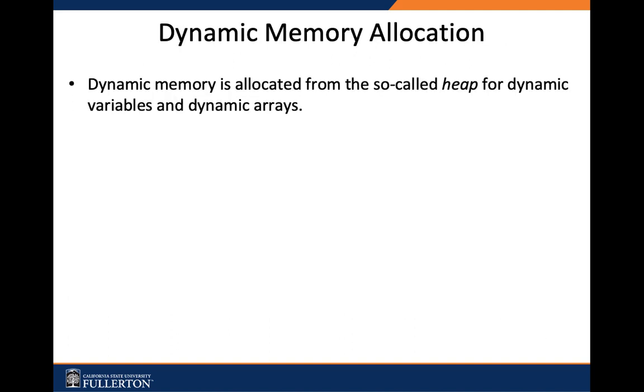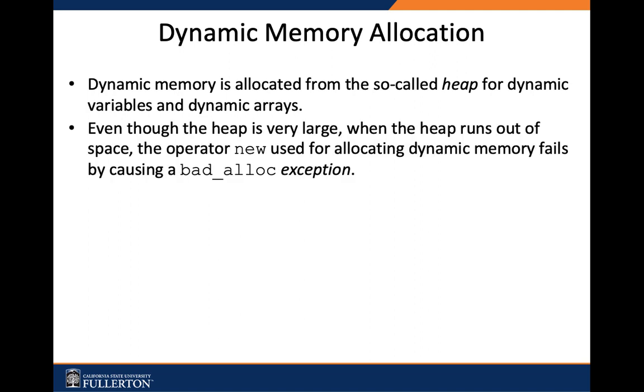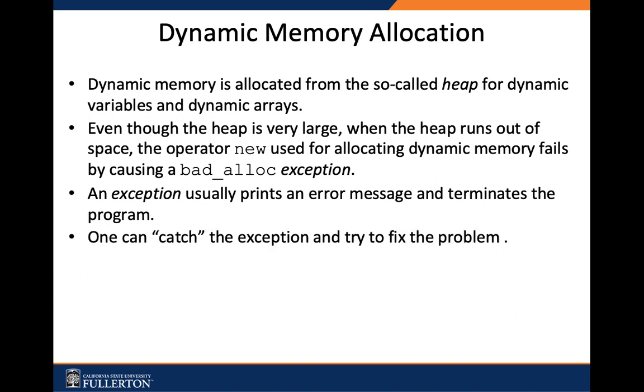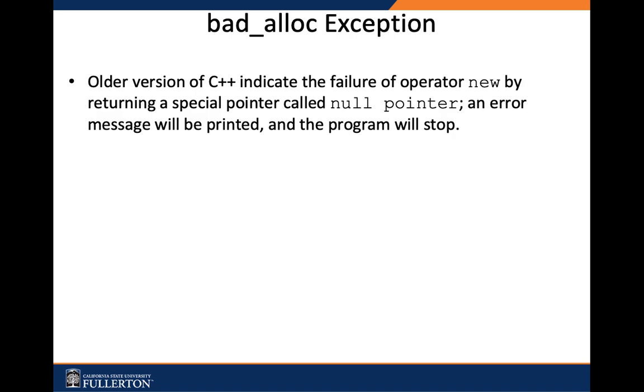Dynamic memory is allocated from the so-called heap for dynamic variables and dynamic arrays. Even though the heap is very large, when it runs out of space, the operator new used for allocating dynamic memory fails, and it causes a bad_alloc exception. An exception usually prints an error message and terminates the program. One can catch the exception and try to fix the problem without having the program terminate.